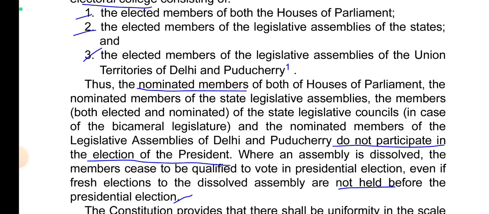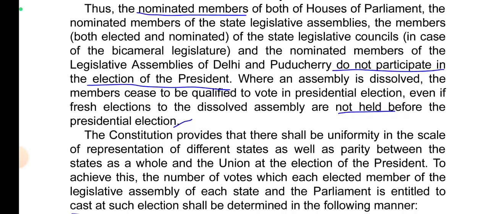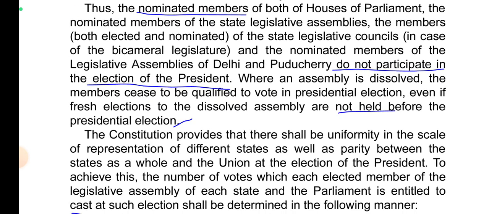Okay, so there are no nominated members here. Thus the nominated members of both the Houses of Parliament, the nominated members of the state legislative assemblies, the members, both elected and nominated, of the state legislative councils in case of bicameral legislature, and the nominated members of the legislative assemblies of Delhi and Puducherry do not participate in the election of the President.